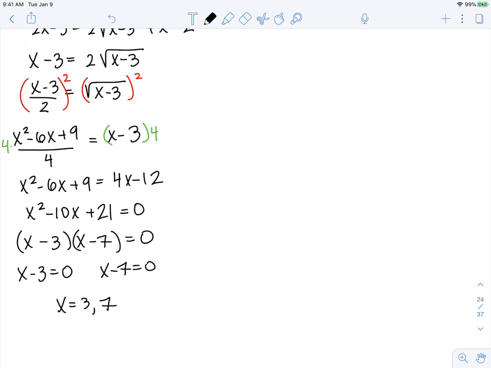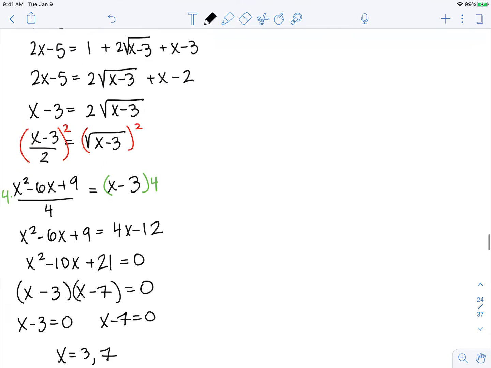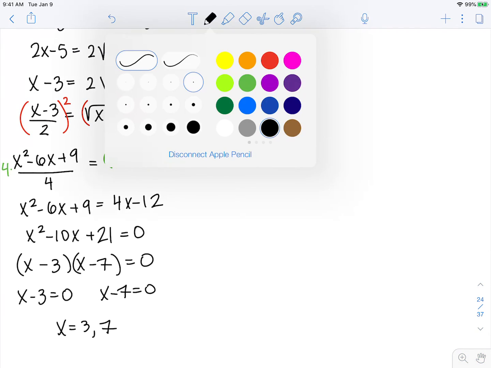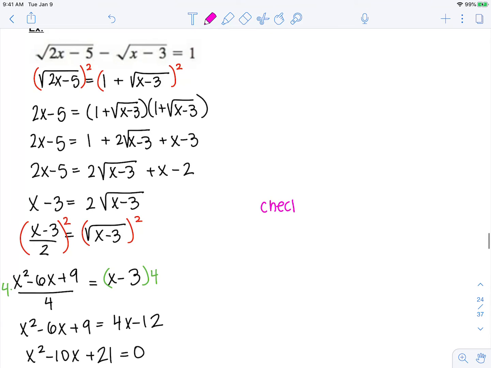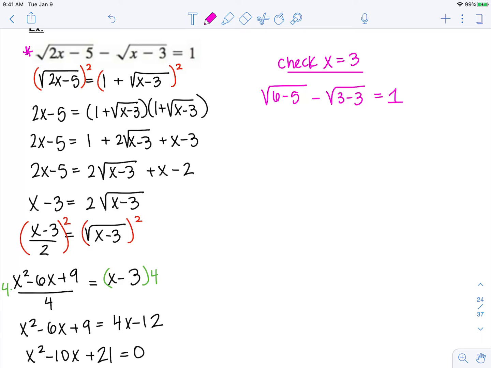So now what I need to do is check both answers to make sure neither one of them is extraneous. So the first one I'll check is, let me go back up here, sorry. I'm going to check x equals 3. And remember, I'm checking in my original equation. So if I plug in 3, I have square root of 6 minus 5 minus square root of 3 minus 3. Does that equal 1? Well, 6 minus 5 is square root of 1 minus square root of 0. 1 minus 0 is 1. So that is not extraneous.